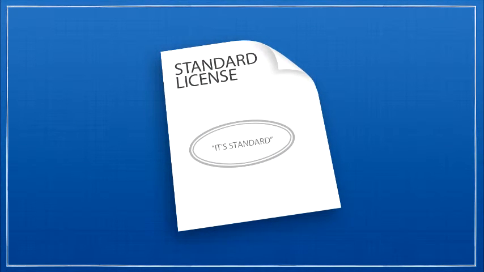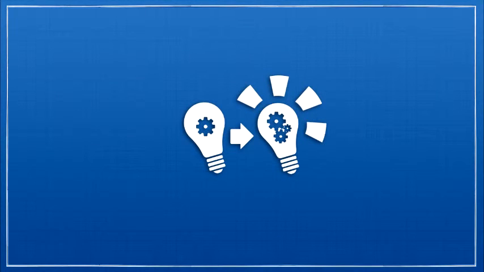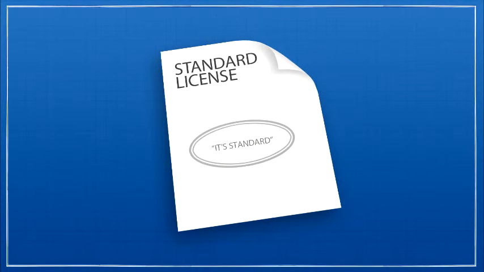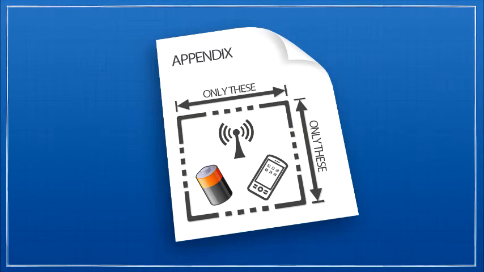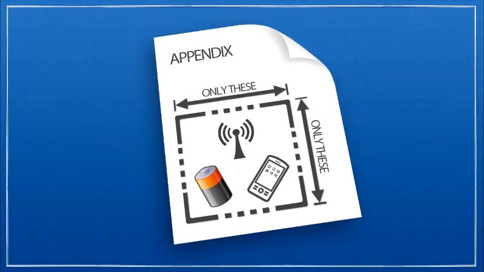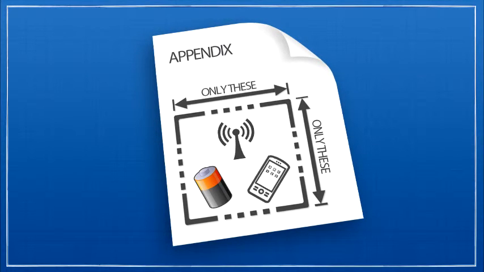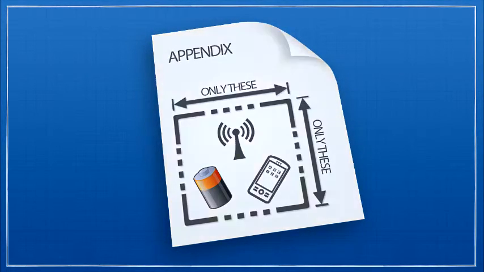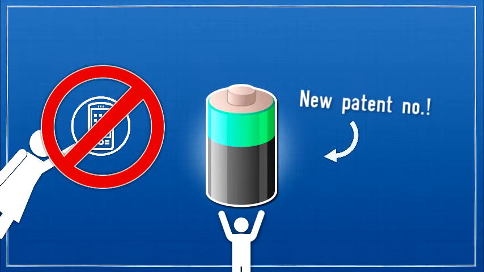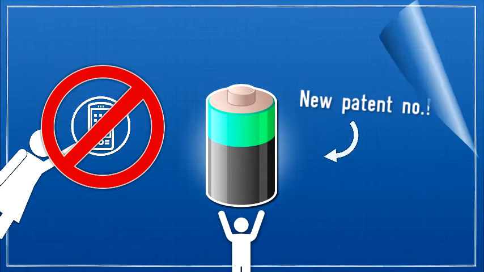Let's compare this to the standard license. In this case, improvements aren't included in the license. Remember that according to the standard license, you only have the right to use the inventions covered by the patents specifically listed in the appendix. For example, if your license with the university is a standard license, and a colleague invents a powerful new battery, you can't automatically include that battery in your mobile phone. The new battery is not covered by your invention because its patent number is not listed in your license.